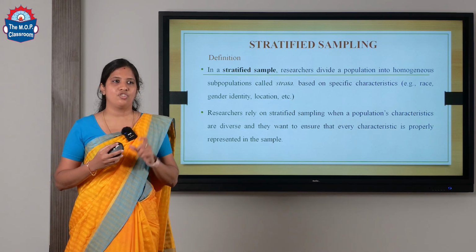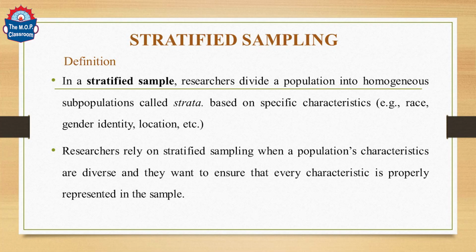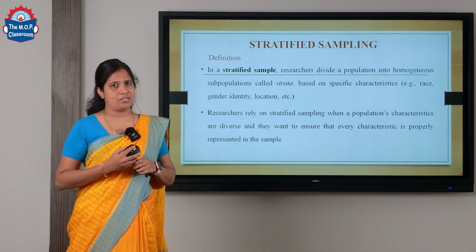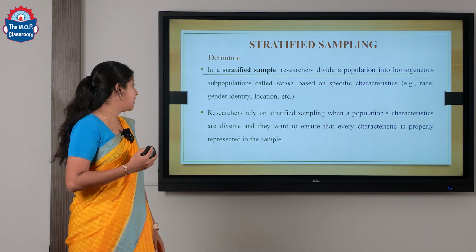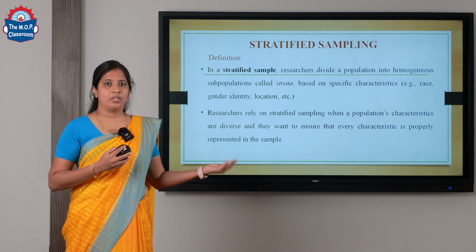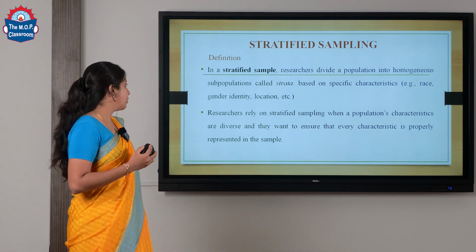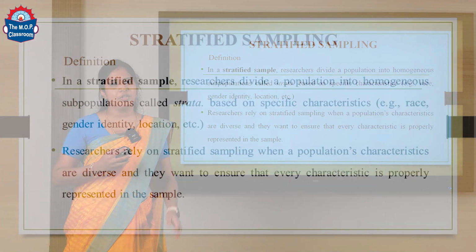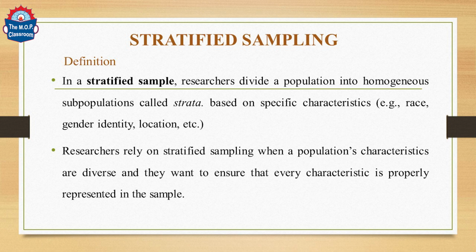So, stratified, strata. In a stratified sample, researchers divide a population into homogeneous subpopulations based on specific characteristics. The characteristics can be anything, it can be race or gender or any particular community. So, researchers rely on stratified sampling when a population's characteristics are diverse. So, when you have a diverse population, you can use the stratified sampling method to collect the correct sample.